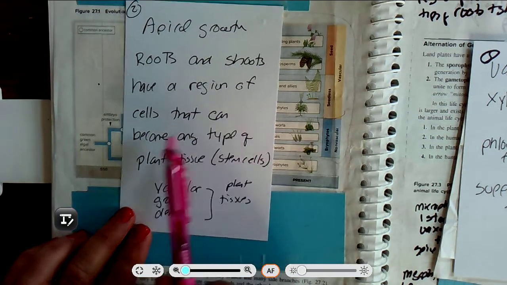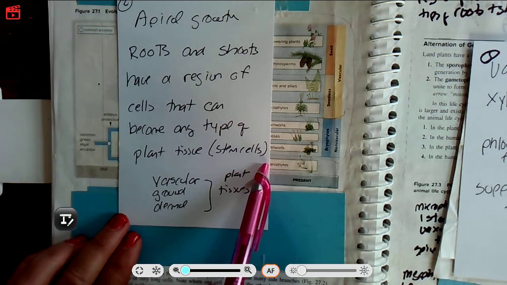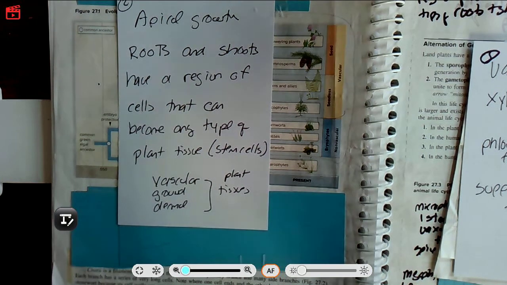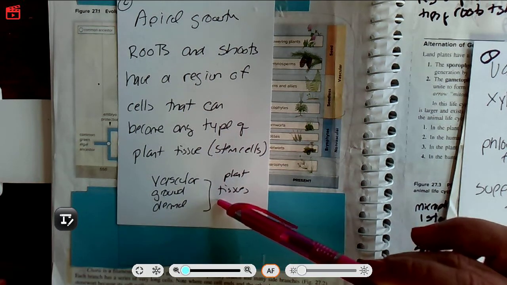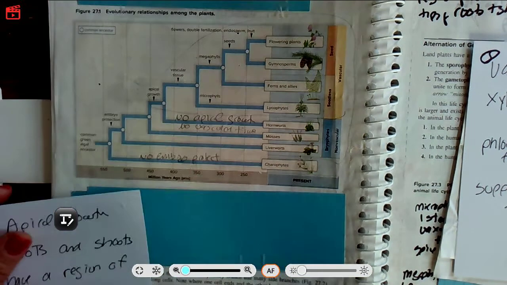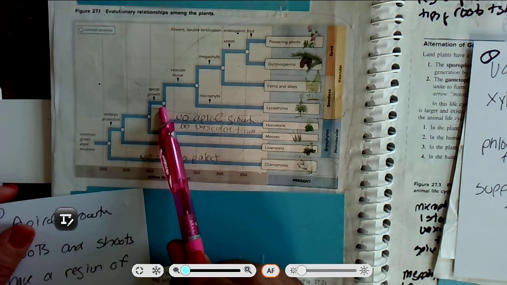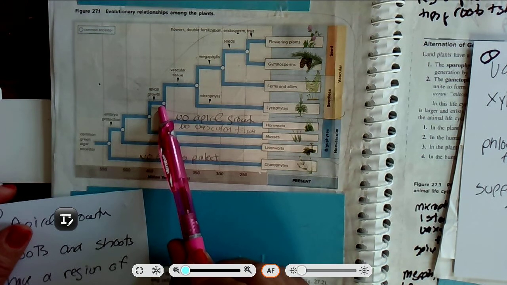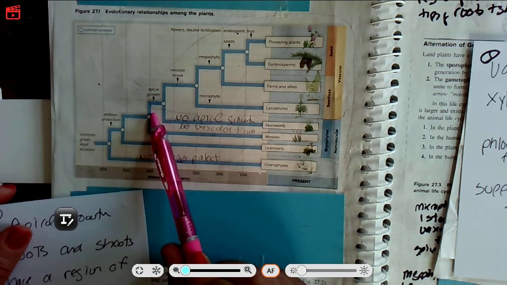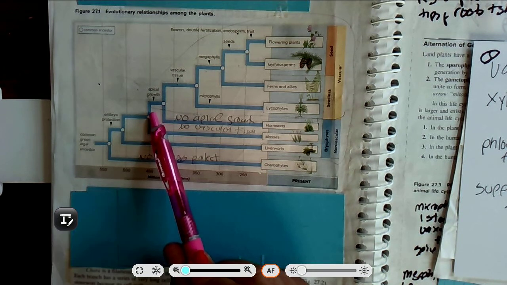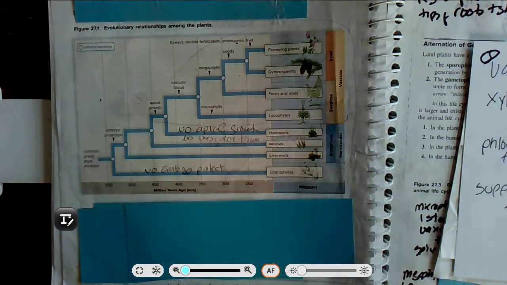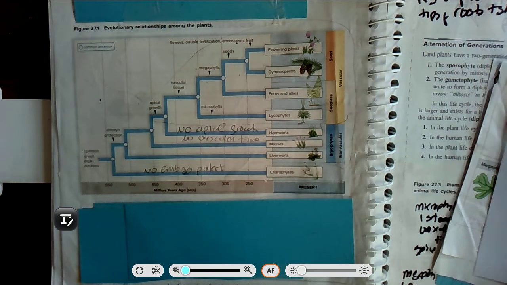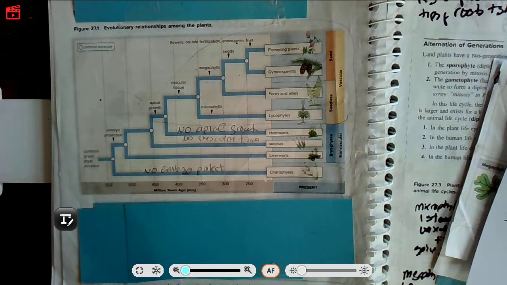A region of cells that can become any type of plant tissue like our stem cells. So for plant tissues, as we'll learn later, plants have vascular, ground, and dermal tissue. So the evolution of apical growth allowed a lot of primary growth. Plants could get very tall with these types of cells. Something that's not mentioned in here is that in addition, plants also evolved a waxy cuticle to keep from drying out.